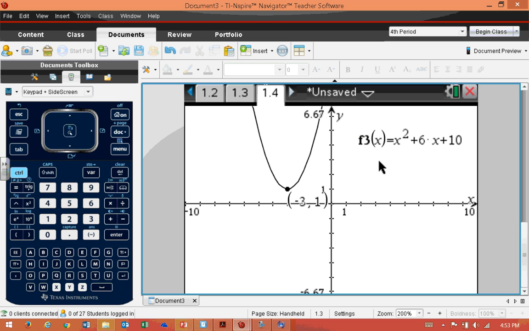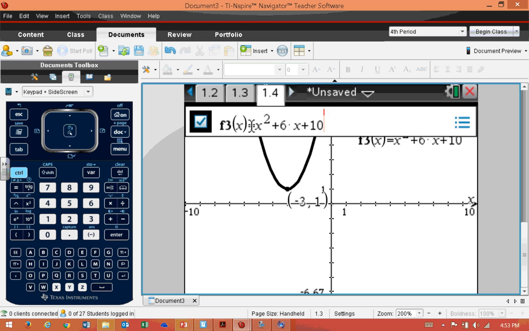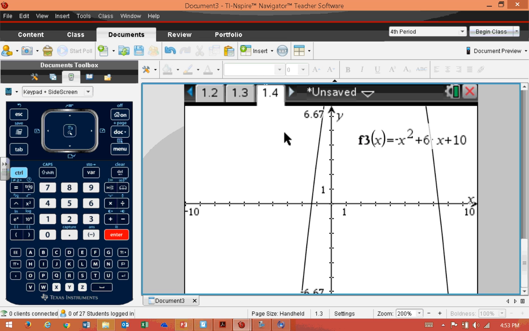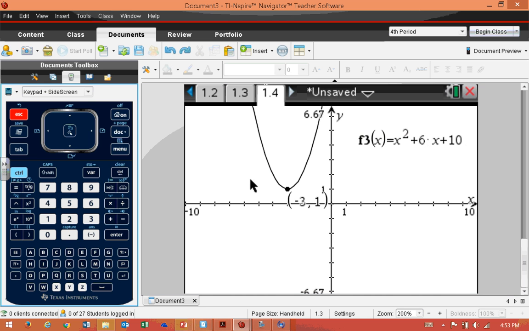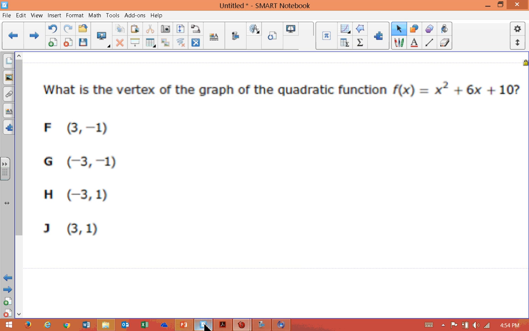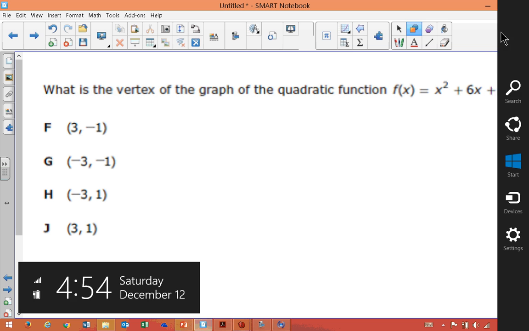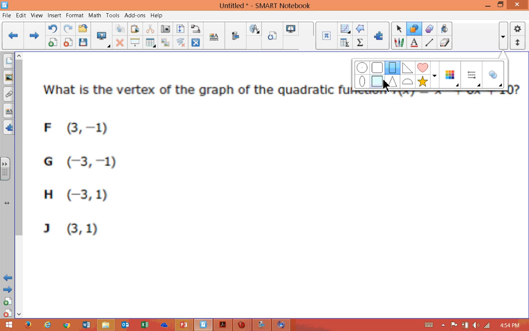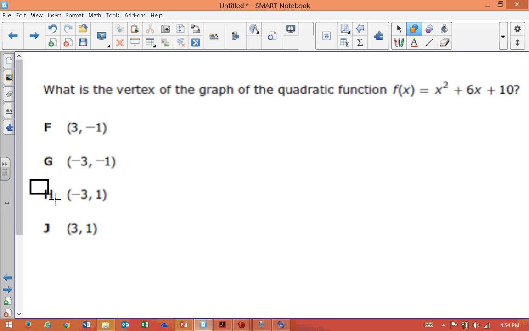In this particular function, the vertex was a minimum point. If there had been another type of function, like maybe if x was negative, or maybe there was a -1 in front of x, then you would have a different situation entirely. But that's not what we have here. So our minimum point is -3, 1. Let's go back, and that tells us that our correct choice for this equation was H.